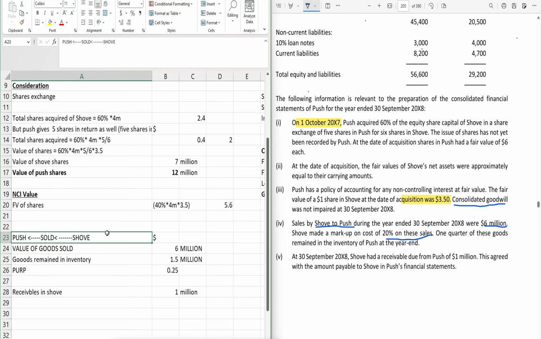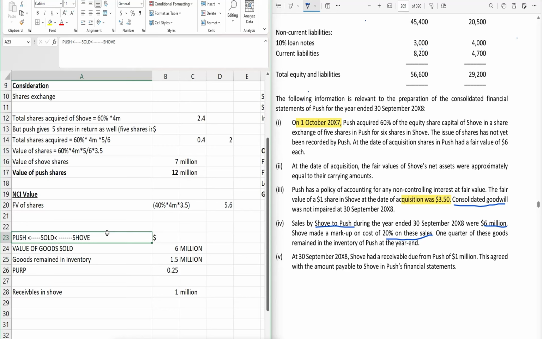See, if the subsidiary sold goods to the parent, I think this will not be the case in our question, but please remember, if the subsidiary sold goods to the parent, in that case the adjustment of the PUP should be made in working 2, that is the net asset calculation.